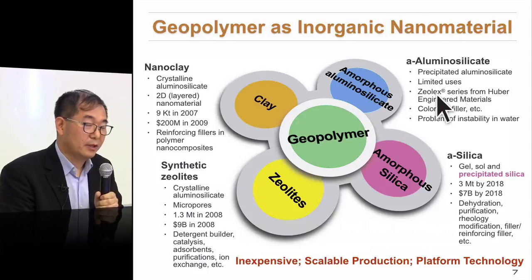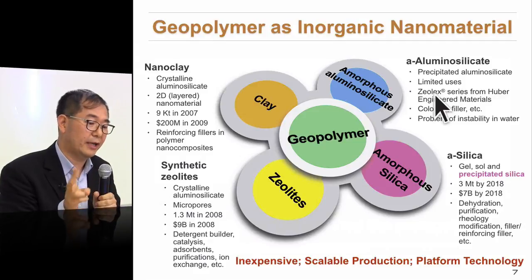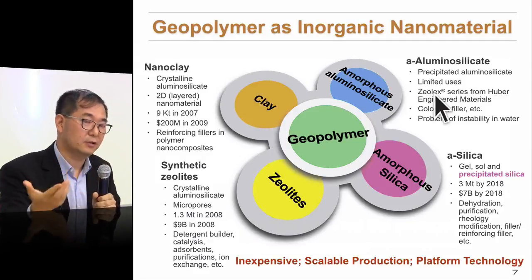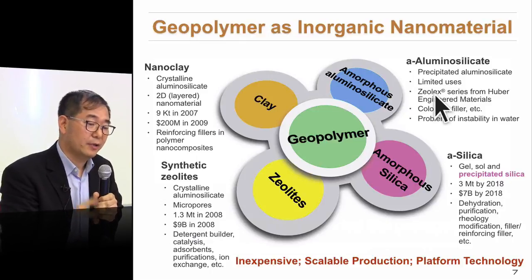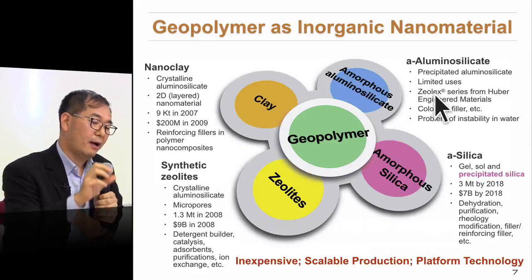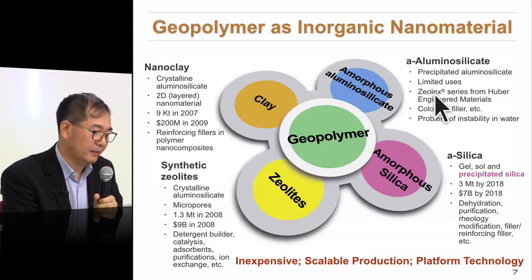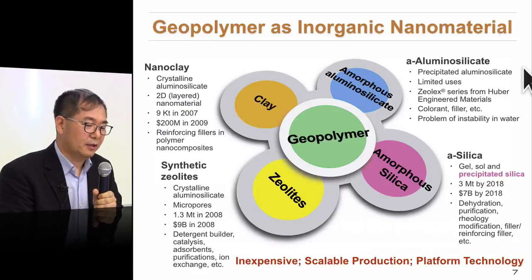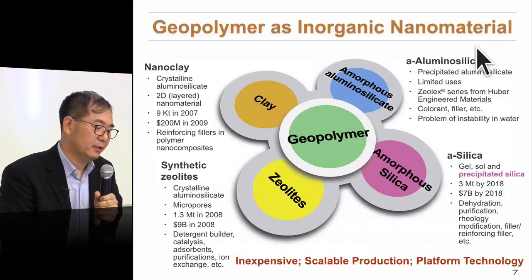This amorphous aluminosilicate, well, this is different from geopolymer. This is produced through acid-base reactions. So the sodium silicate and the aluminum sulfate, you mix them together. But what you end up getting is not really a geopolymer-like tetrahedral aluminosilicate network structure, but more like 1/3 silica, 1/3 alumina, and 1/3 geopolymer-like material. So this is problematic in terms of purity and in terms of the applications.